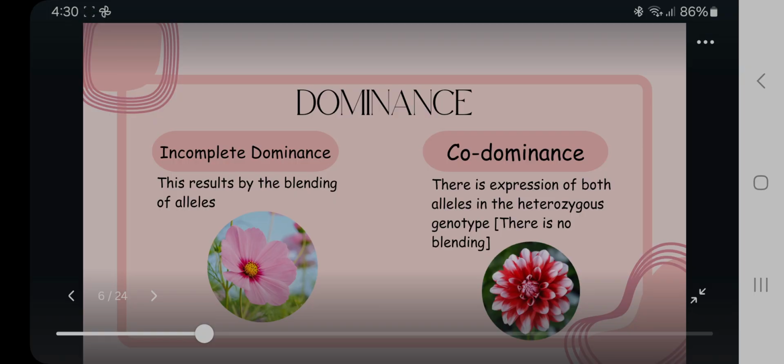So for example, this pink flower could have been made from a red genotype and a white genotype, resulting in this. Whereas codominance is an expression of both. So instead of blending, it's just kind of there. So instead of having a pink flower, we have a red and a white flower, which is also amazing. It's just that the alleles don't blend in this case. Hence the reason we call it codominance, because they coincide with each other.